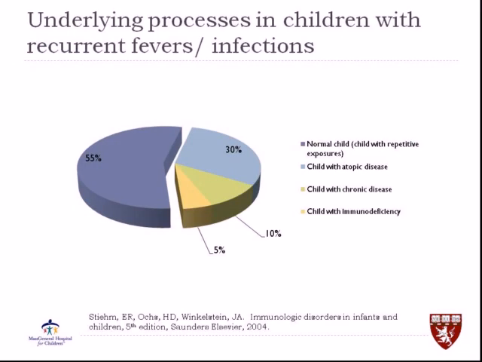Most kids with recurrent fevers, recurrent infections, end up having very little or nothing at all. So here I call them normal child. It's a normal child, it's the child with repetitive exposures. So it is a child whose immune system is learning. That's what it is. Okay?